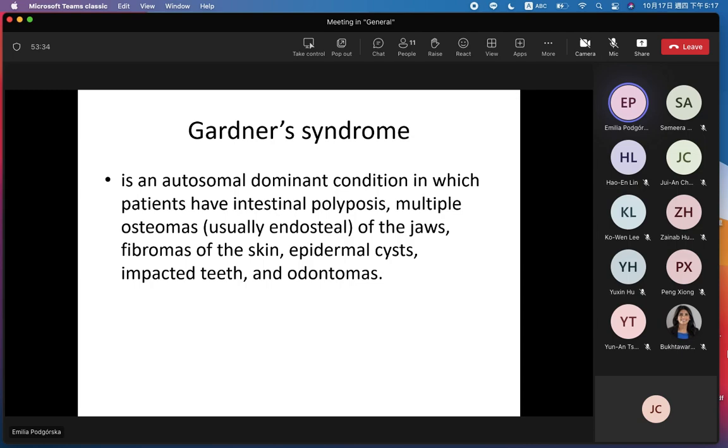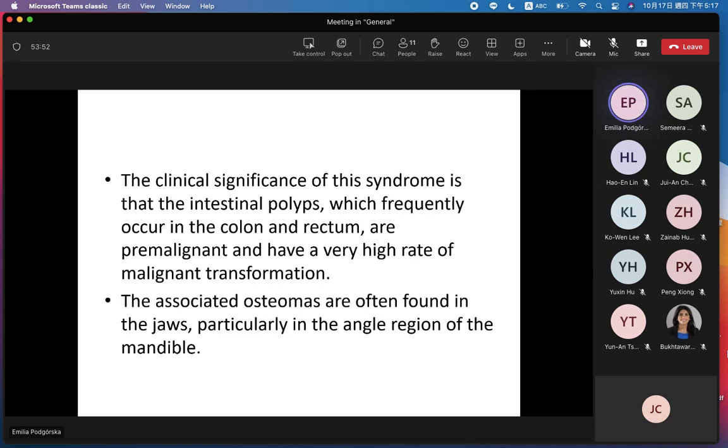And Gardner's syndrome is an autosomal dominant condition in which patients have intestinal polyposis, multiple osteomas, usually endosteal, of the jaws, fibromas of the skin, epidermal cysts, impacted teeth, and odontomas. The clinical significance of this syndrome is that the intestinal polyps, which frequently occur in colon and rectum, are premalignant and have a very high rate of malignant transformation. The associated osteomas are often found in the jaws, particularly in the angular region of the mandible.